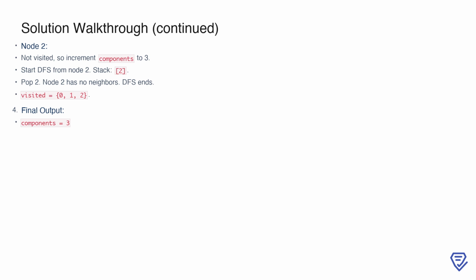This concludes the walkthrough for this example, and it highlights how graphs without edges result in each node being its own connected component. The final output for this example is components equals 3.